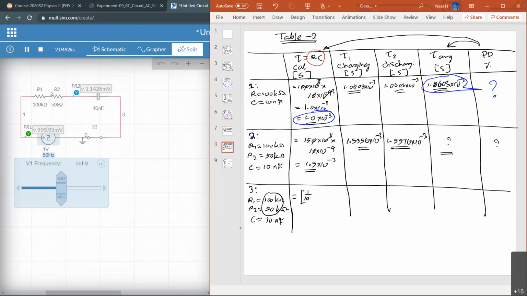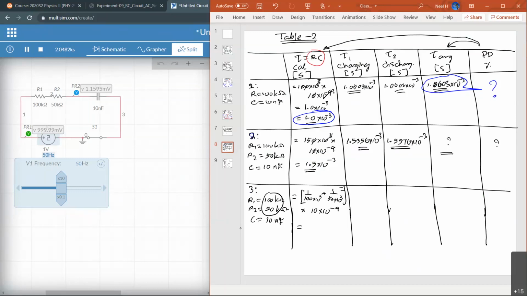Parallel means you have to get the 1 over addition. 1 over 100 times 10 to the 3, 1 over 50 times 10 to the 3. You add them and then take the negative power 1. That is the equivalent resistor. Then you multiply that with the capacitor, 10 nano, 10 to the power negative 9, and that will give you the time constant. That's the part you have to do first.